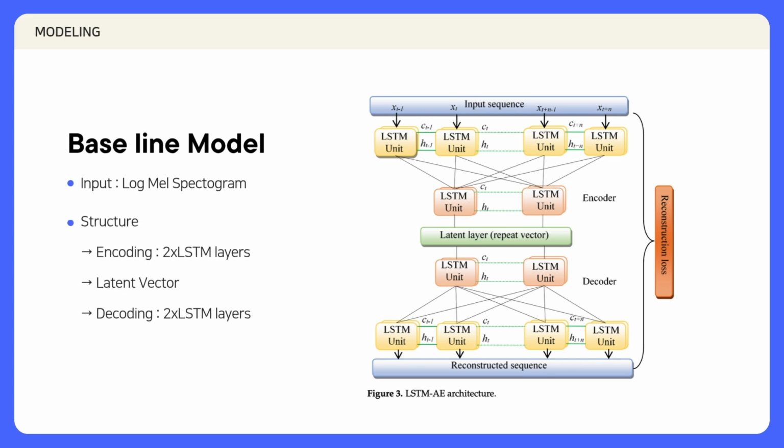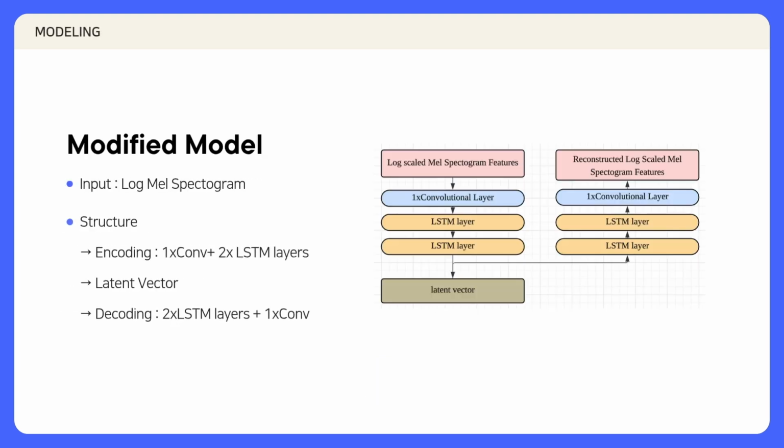As a baseline model, we implemented an LSTM autoencoder. It takes a mel spectrogram as input, compresses it through 2 LSTM layers in the encoder, and reconstructs it through 2 LSTM layers in the decoder. Anomalies are determined based on the reconstruction error.